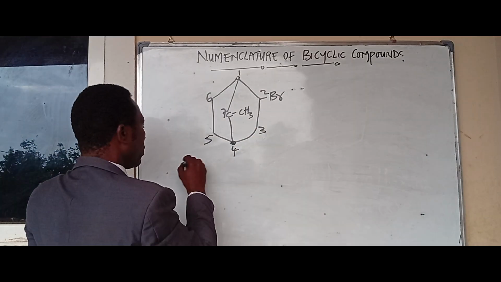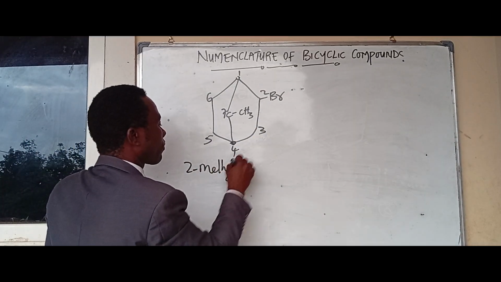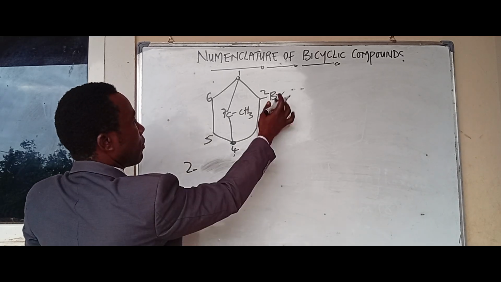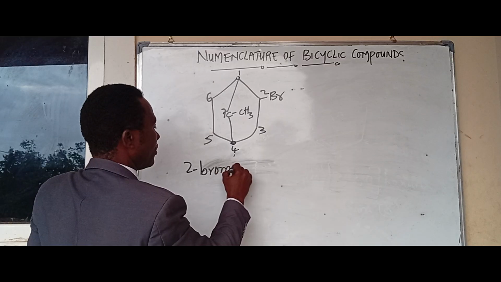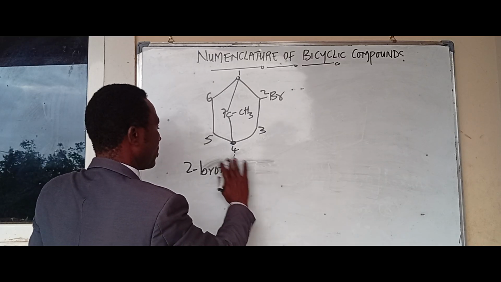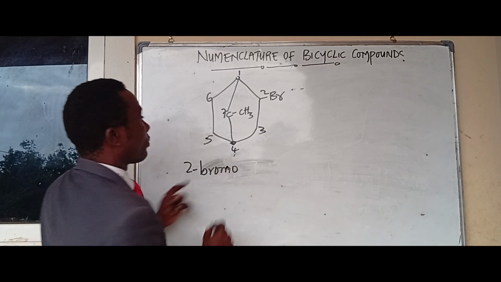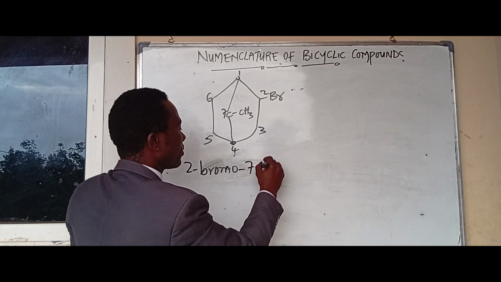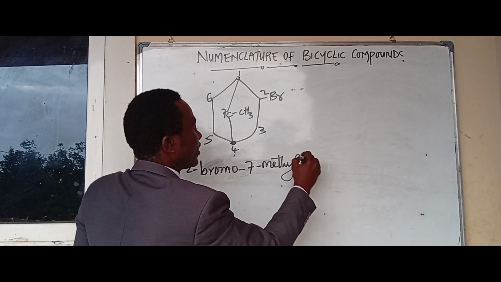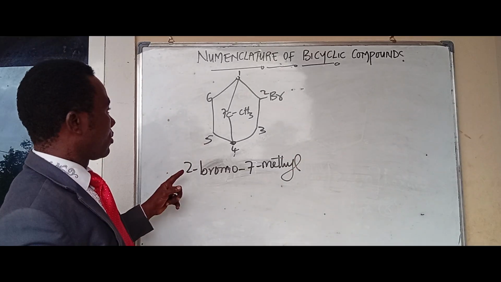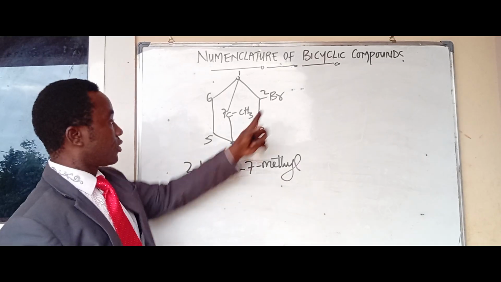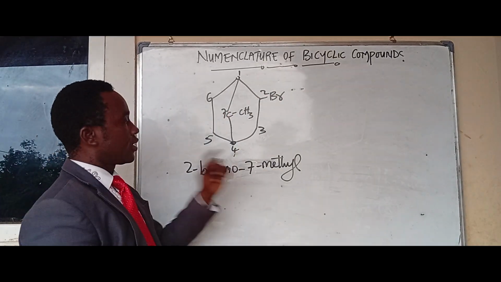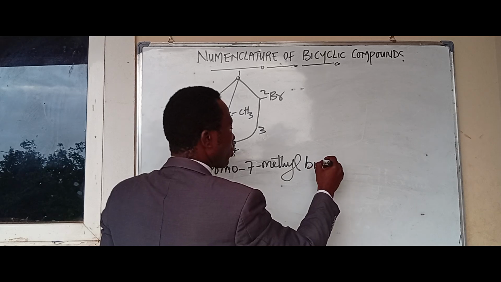So what will be the name? Now, this is 2 bromo, because bromine attached is bromo. Then you have 7 methyl. The total substituents are bromo and methyl. That is why we have 2 bromo, then 7 methyl. The name goes with bicyclo.